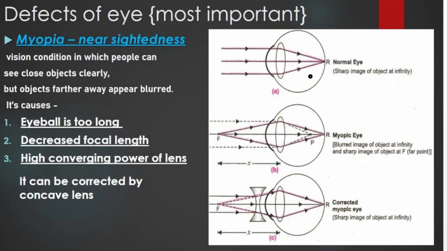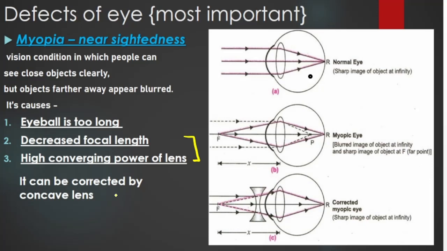Okay, now what was myopia? Nearsightedness, where we can see close objects clearly but objects further away appear to be blurred. Cause was the eyeball is too long. I showed the example that because the eyeball is too long, the image is formed before retina, or it can be decreased focal length or high converging power of lens.